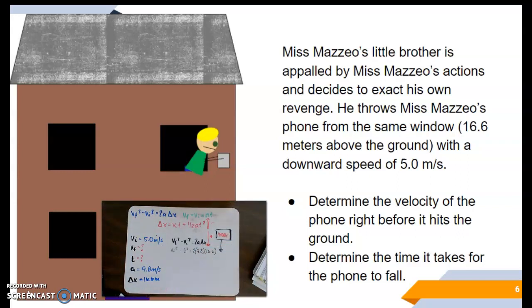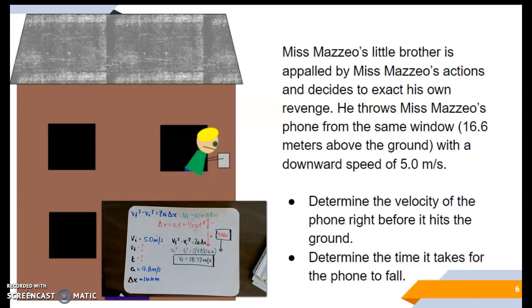So just a little bit of math. 2 times 9.8 times 16.6 plus 5 squared, which is 25. And then I square root. And now the final velocity of the phone right before it hits the ground is 18.72 meters per second. And I'll box that because that's my final answer for that part.